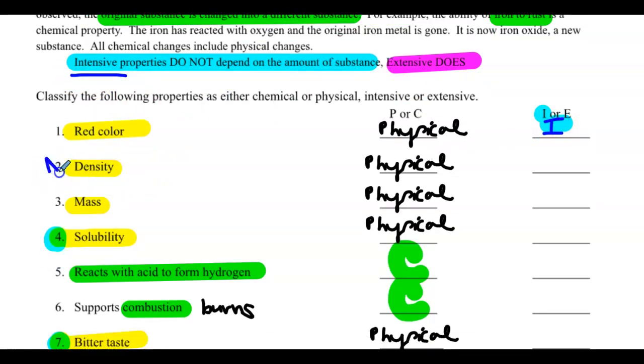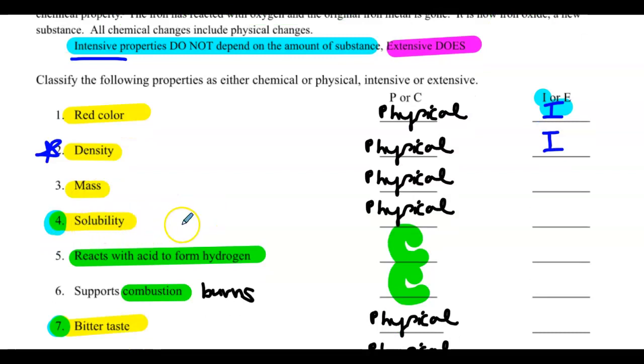Density. This one's tricky. We're going to do a lab with this next chapter. Density is also intensive. So if you take a large sample or a small sample of the same material, like gold, it'll still be really heavy for its size. Now mass depends on size. I'm going to skip over that one.